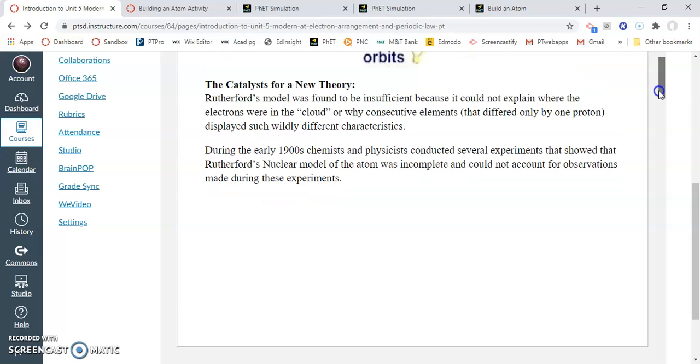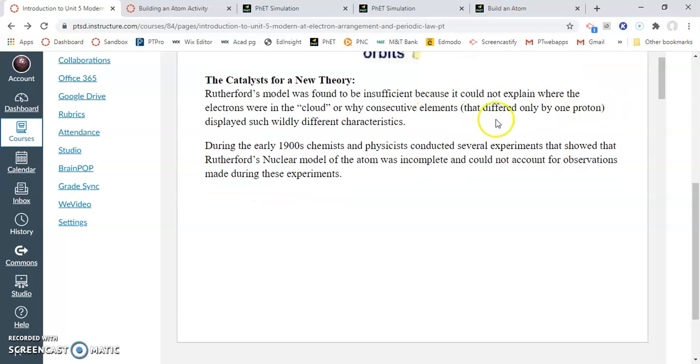So the catalyst for a new theory was that Rutherford's model was insufficient in that it could not explain where the electrons were, or why atoms that differed only by one proton would display such wildly different characteristics, meaning something like helium or neon that are a proton away from things like lithium and sodium. Helium and neon are completely unreactive, but lithium and sodium are extremely reactive. What makes that swing so fast?